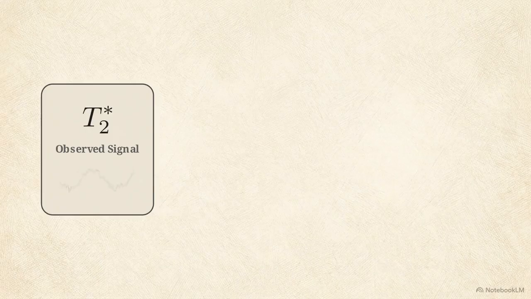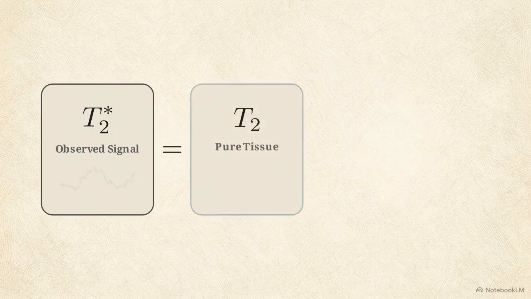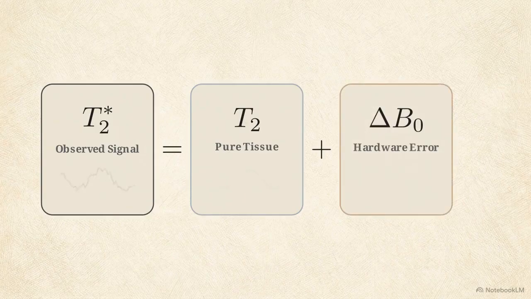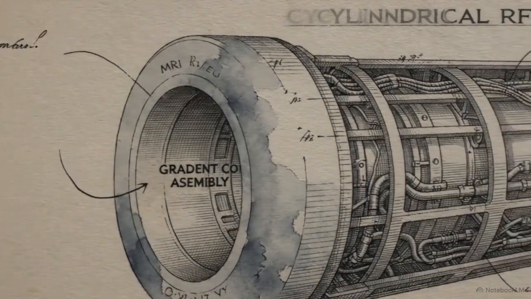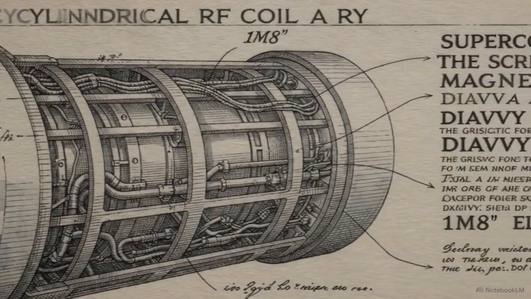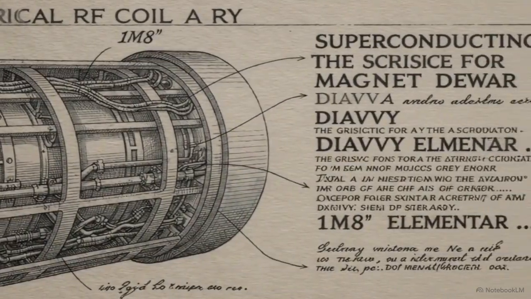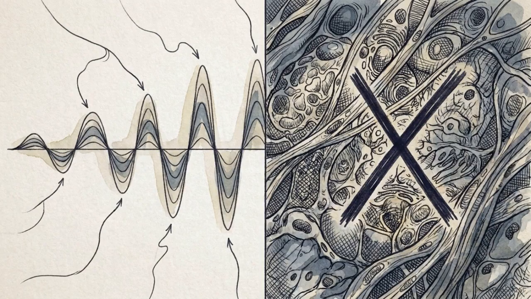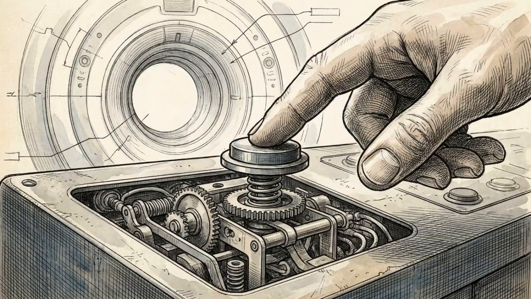T2 star is a combination of two distinct factors: the true desired T2 relaxation of the tissue and the unwanted inconsistencies, or static field inhomogeneities, inherent in the MRI machine's main magnetic field. To strip away those hardware-induced artifacts and measure the underlying true T2, the operator must utilize a specific temporal intervention, the spin echo sequence. A single excitation pulse is mathematically insufficient for clinical imaging. We require a precise mechanical intervention to rescue the decaying signal from the static field anomalies.